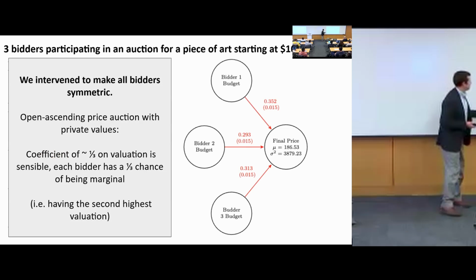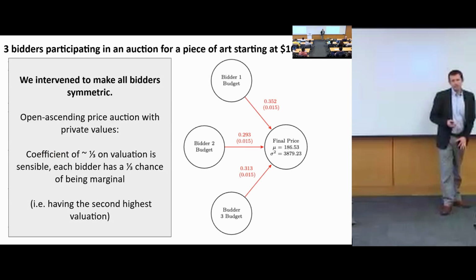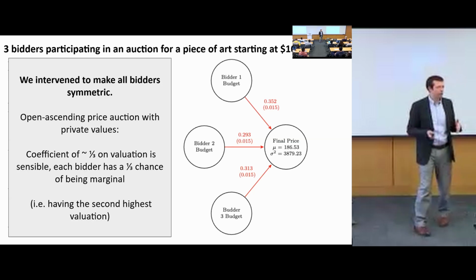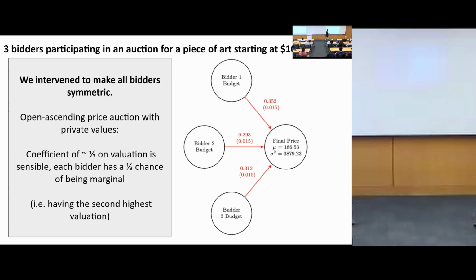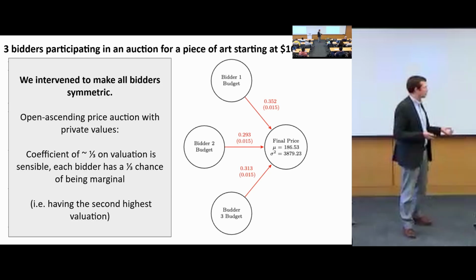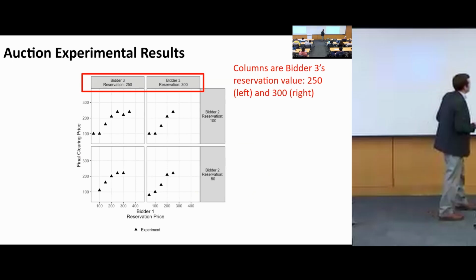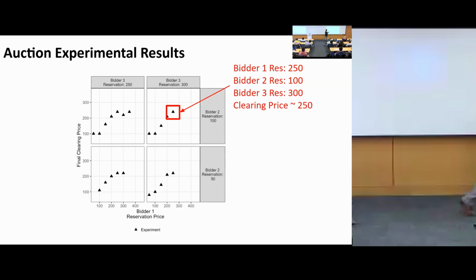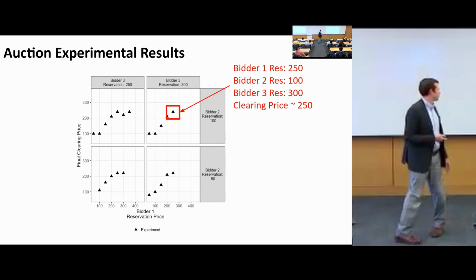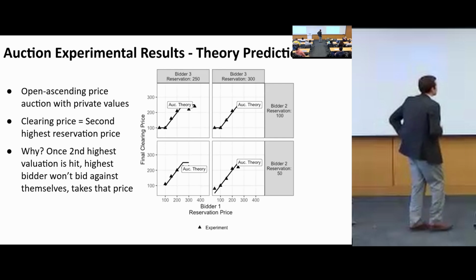Theory tells us what is supposed to happen. Each bidder here has a 1/3 chance of being marginal, and it's the second highest valuation that's going to pin down the price. So we sort of know what should happen. Here's an example: 200, 250, 100, and 300, and the clearing price is 250.